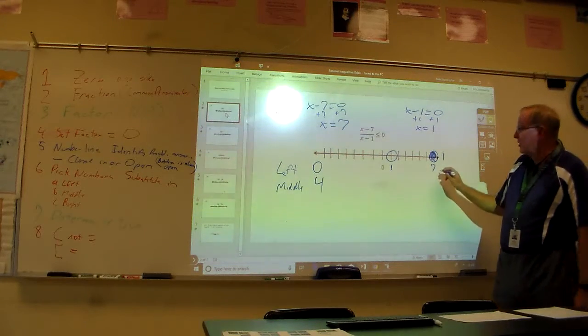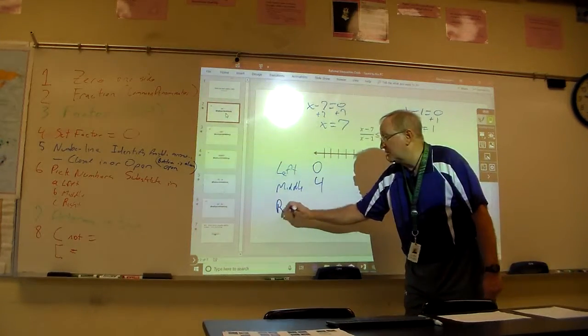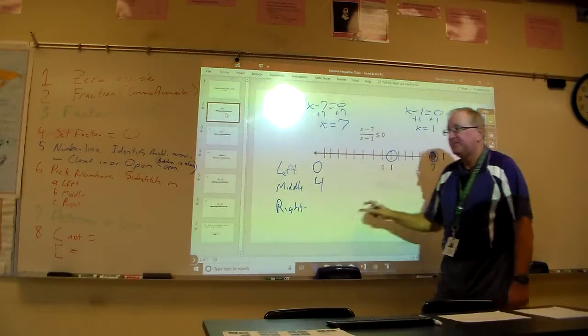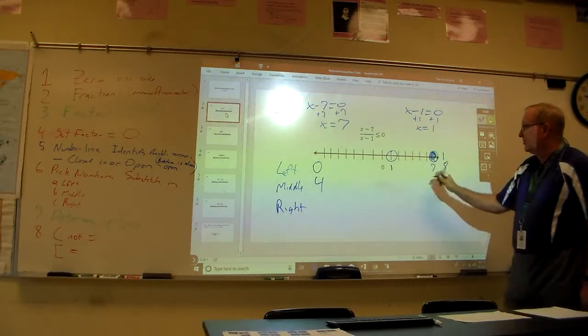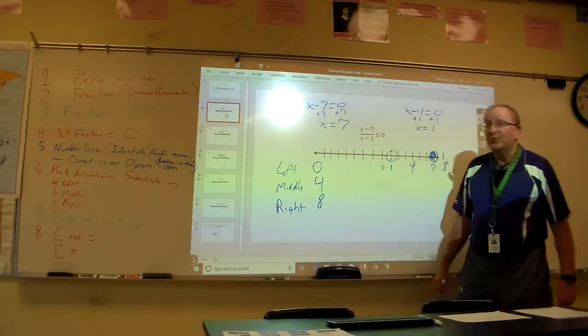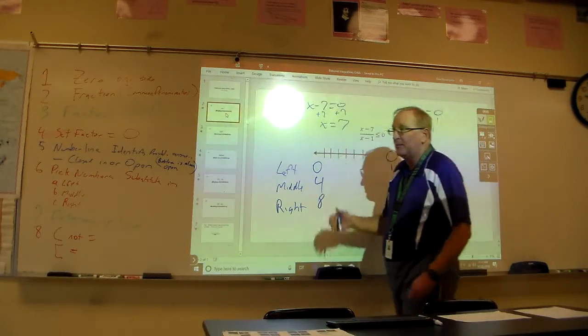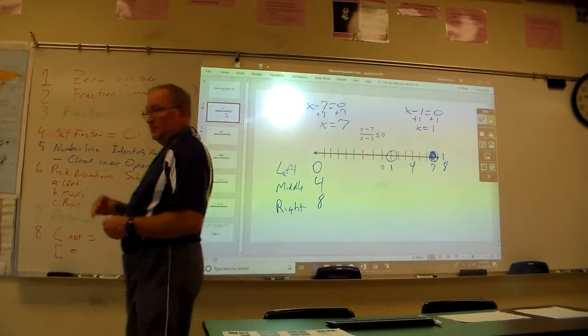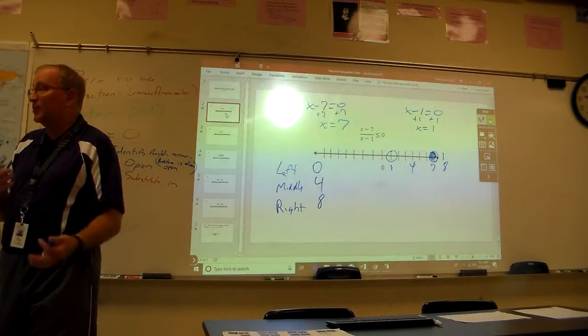I also need to pick a number right of the last one. So what's a number right of 7? 8. So I'm going to pick 2, 3, 4, and I'm going to pick 8. And what you do is you plug these numbers into the problem to see whether their answers make it true or not.